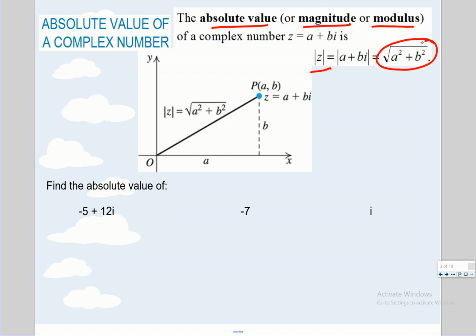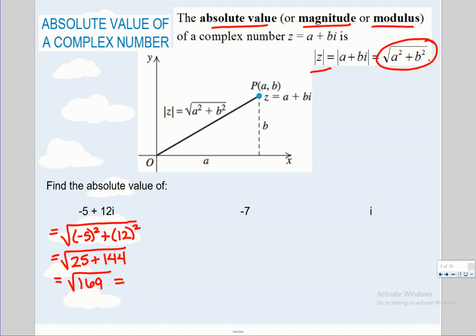So finding the absolute value of this number, negative 5 plus 12i, I would do the square root of negative 5 squared plus 12 squared. So negative 5 squared gives me 25. 12 squared gives me 144, which is the square root of 169, which is equal to 13. So we're just getting a single number here. It should not be an imaginary number. It's going to be a real number, and it represents that distance to the origin when we plot that point.